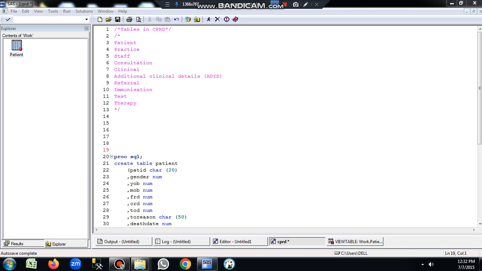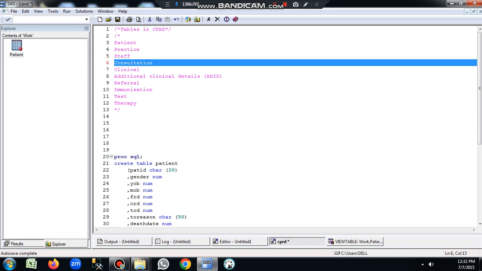The practice file, the second table, contains the details of each practice, including the region and the collection information. And the next is staff. For staff, we have staff details, one record per member of the staff.